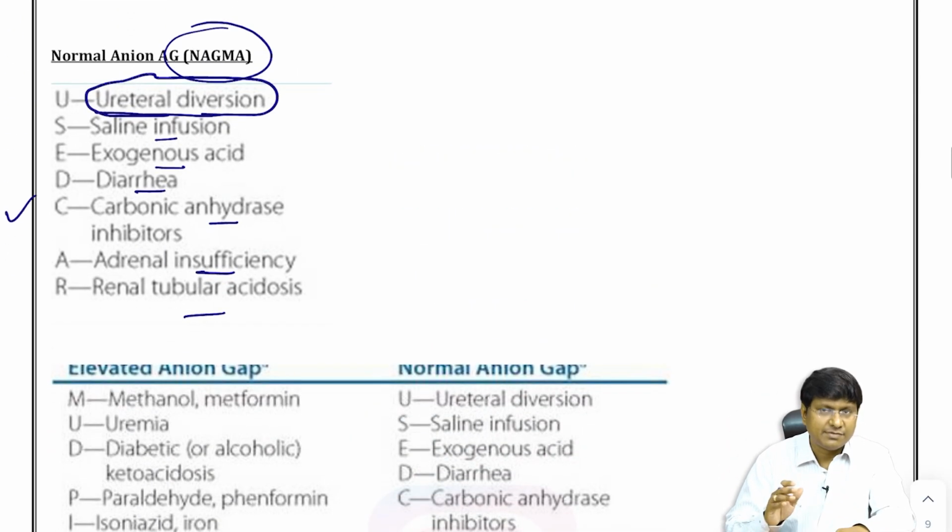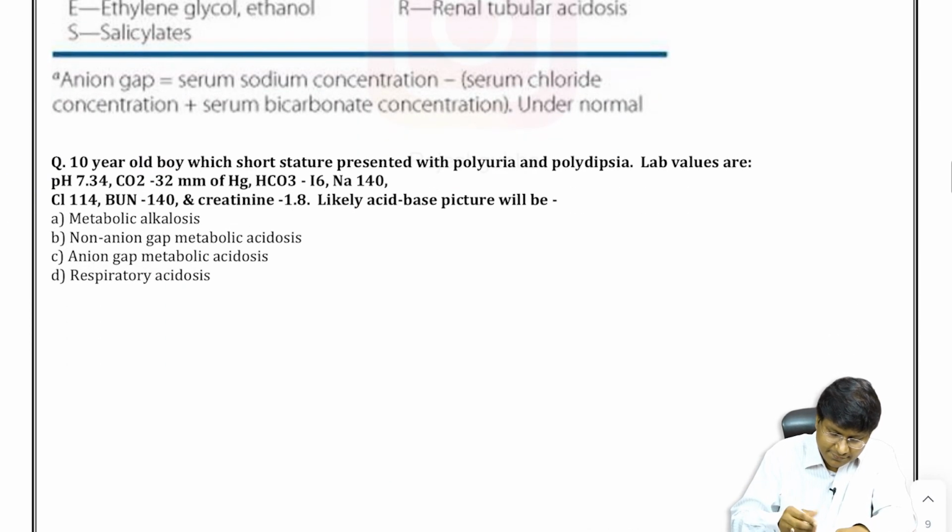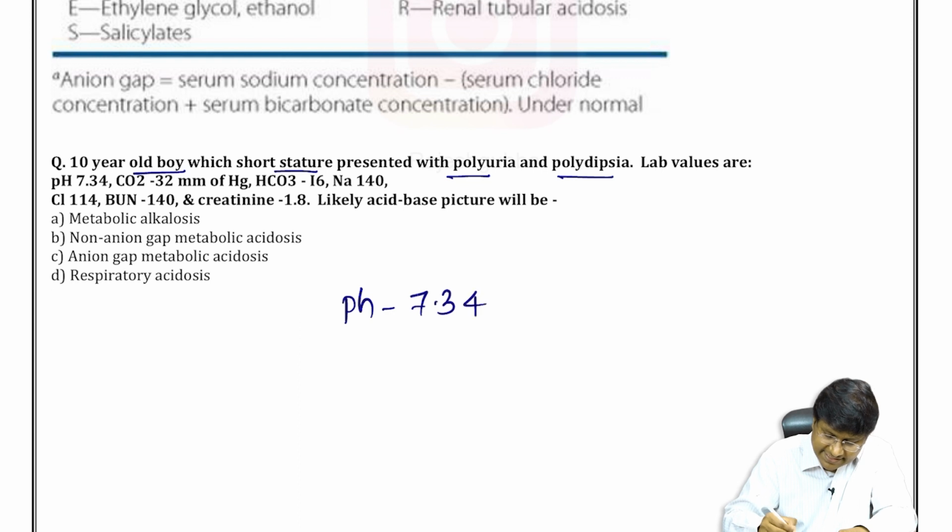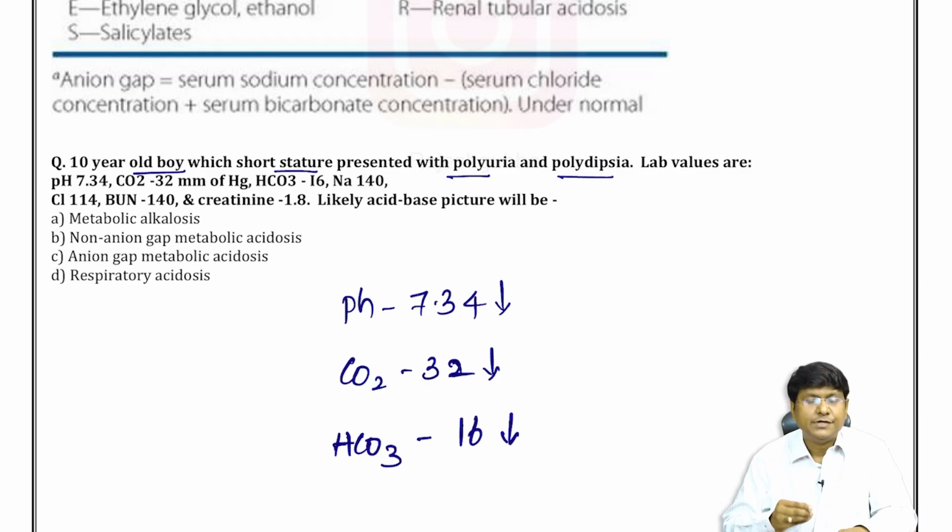Now, let us try to solve some questions on the topic of the anion gap. Now, you see this question. We have a 10-year-old boy with short stature presented with polyuria as well as polydipsia. Laboratory values: the pH is 7.34, that means there is acidosis. And the carbon dioxide given is 32, which means it is reduced. The bicarbonate value is 16, which means it is also reduced. So both pH and PCO2 have been reduced.